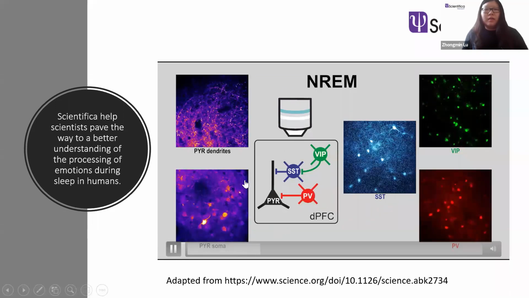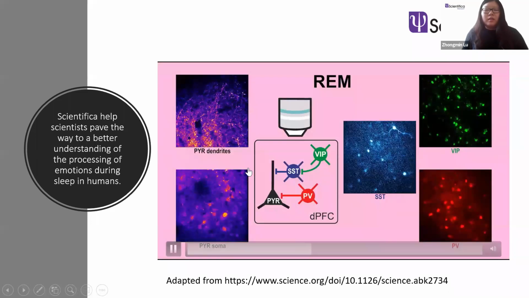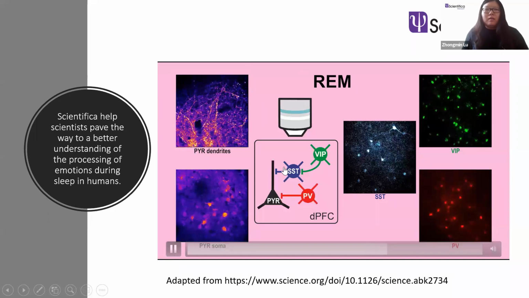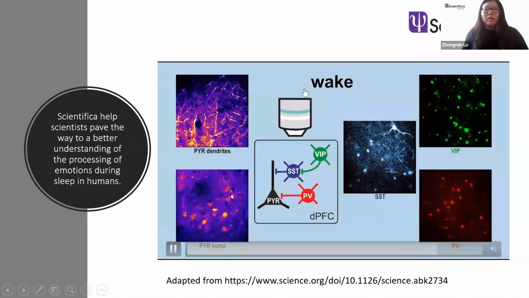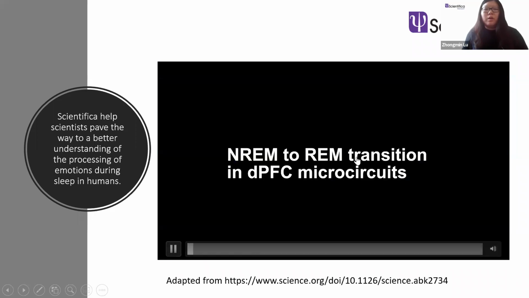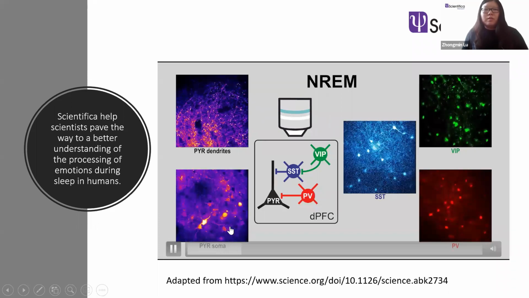this microcircuit here. You can notice that the dendrites and the somatic activity are changing in opposite directions. That's why they call it soma-dendritic decoupling during REM sleep. They also are using the same system to apply optogenetics to determine which types of inhibitory neurons contribute to such soma-dendritic decoupling.